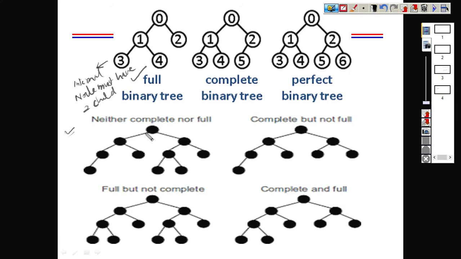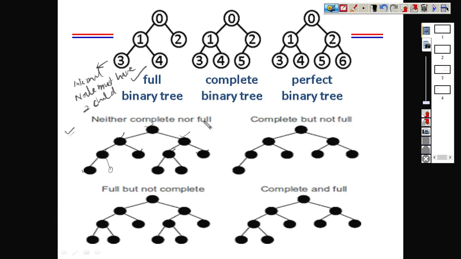It means when you are inserting this node, then this node, then this node, then this node, then this, then this, then when you move here, if you want to insert a new node, it should be coming here. It should not go at this position. So this is not fulfilling the complete tree. And also, what about the full property?